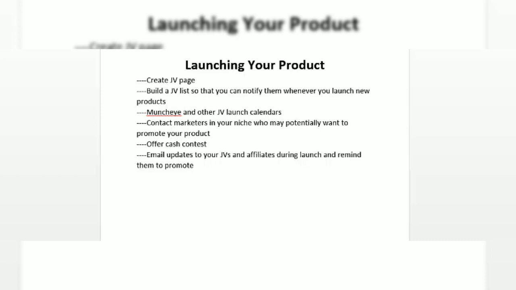Now, on your JV page, you also want to have an opt-in form because you want to build a list of JVs and affiliates so that in the future when you have other product launches, you can easily notify them. They don't have to go out looking for you. You can just notify them of your upcoming product launch. You also want to contact other marketers in your niche who may potentially want to promote your product.